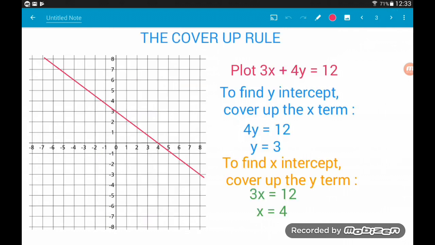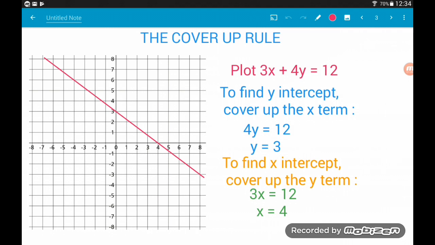Now then, there is a cheeky little trick for plotting lines that I want to mention. Usually, to plot a straight line, we want our equation to be in the form y equals mx plus c. So y on its own on the left hand side and everything else on the other side. However, if you come across an equation like this, where we have 3x plus 4y equals 12, if we rearrange that to get y on its own, it's going to look really messy and quite horrible. There is a cheeky trick we can use here. It's called the cover-up rule.